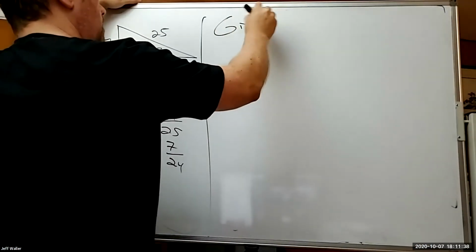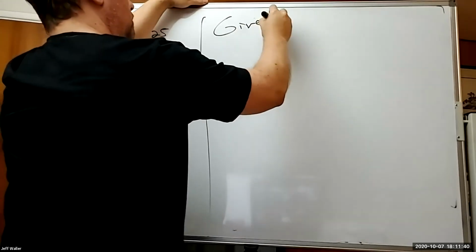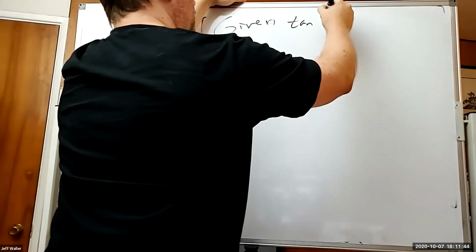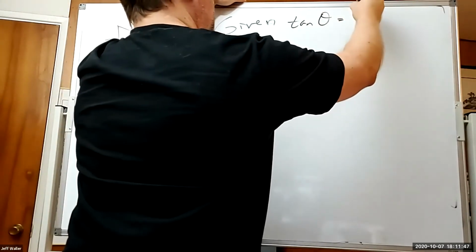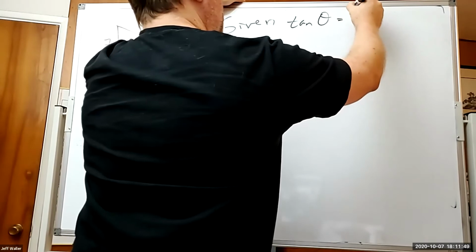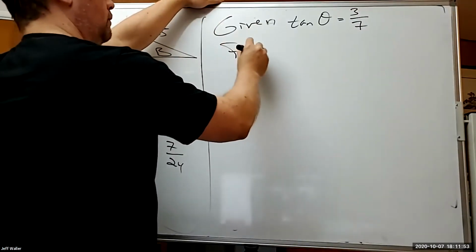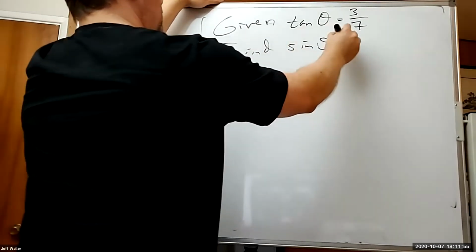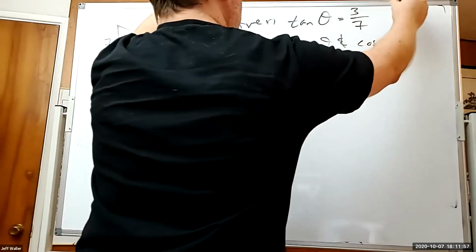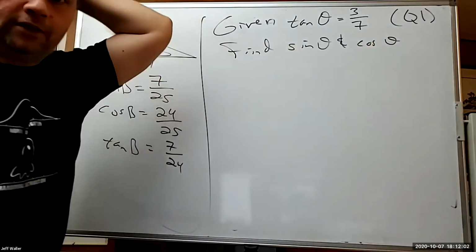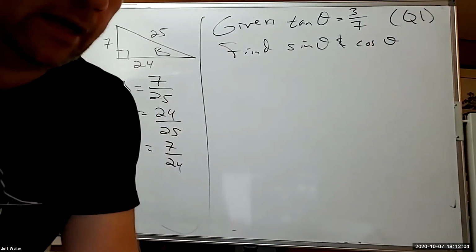Given that tangent of theta is 3/7, find sine theta and cosine theta. And let me give you one more piece of information: it's in quadrant 1. That will become an important thing later. I'm not really focusing on the negative stuff yet.